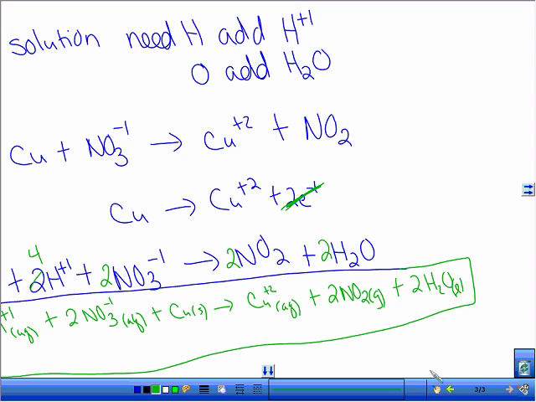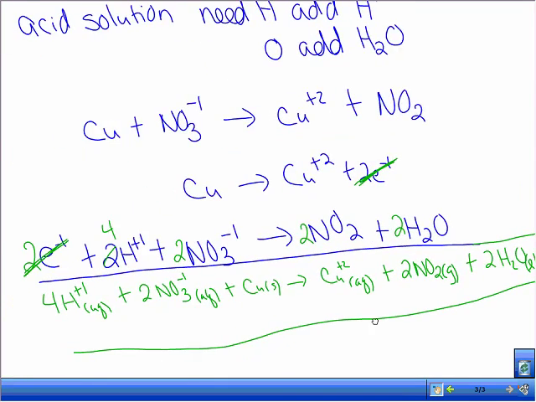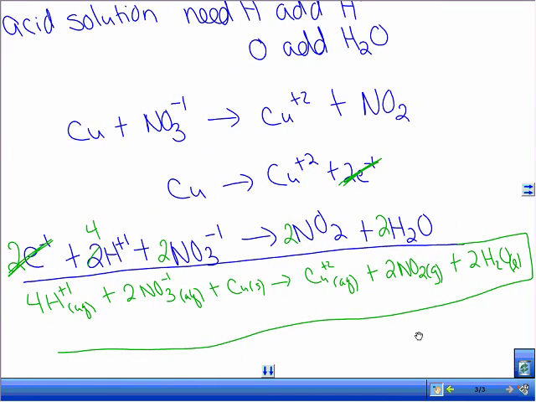And we could then check. We could check ourselves. Alright, let's check by mass first. Here's 4 hydrogens. And there's 4 hydrogens. There's 2 nitrogens. There's 2 nitrogens. There's 1 copper. There's 1 copper. Now I've got oxygens. 2 times 3 is 6, so I've got 6 oxygens here. 2 times 2 is 4, and 2 times 1 is 2, so there are 6 oxygens.